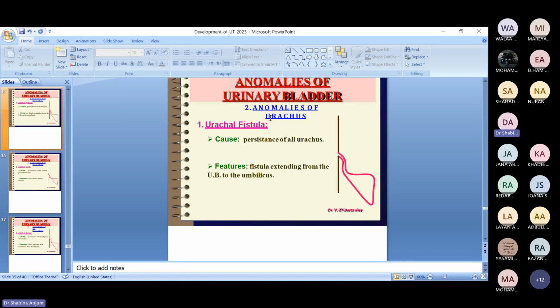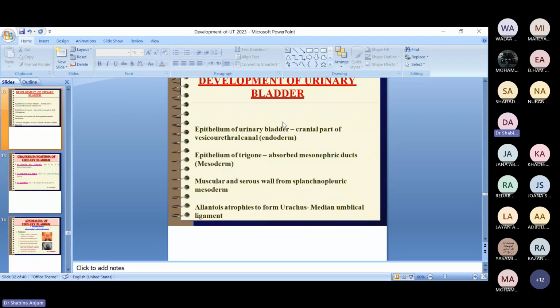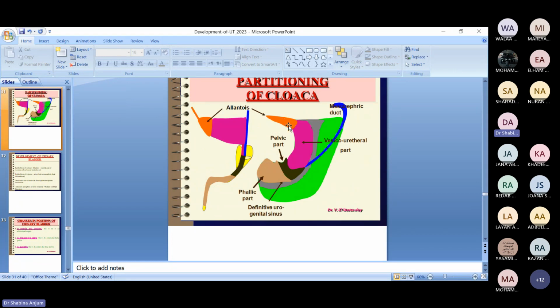Then anomalies of the urachus. Just now I told you about this part, and if you are not able to understand, I can show you this orange part. Here you can see this allantois will be absorbed completely into the developing urinary bladder, and only a thread-like structure like this will remain, which is called the urachus. And the urachus will be attached from where to where? It will be attached from the umbilicus, from the anterior abdominal wall, to the apex of the urinary bladder.